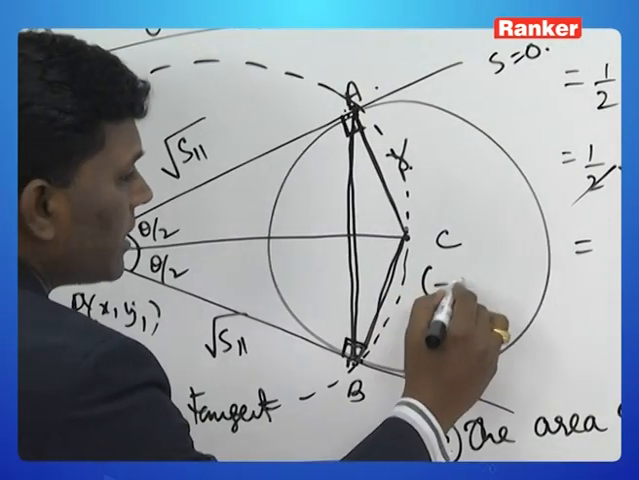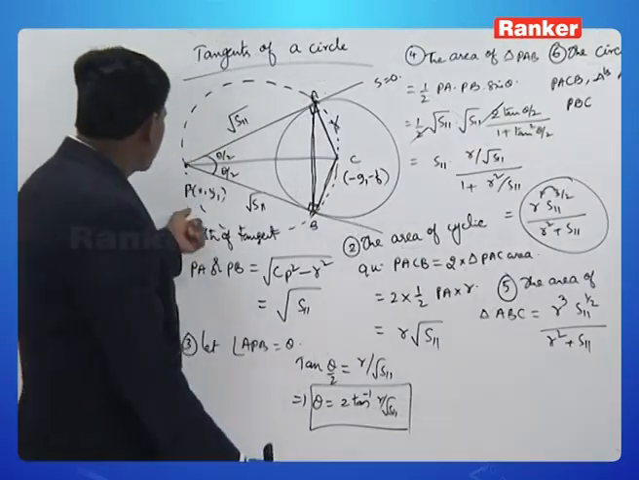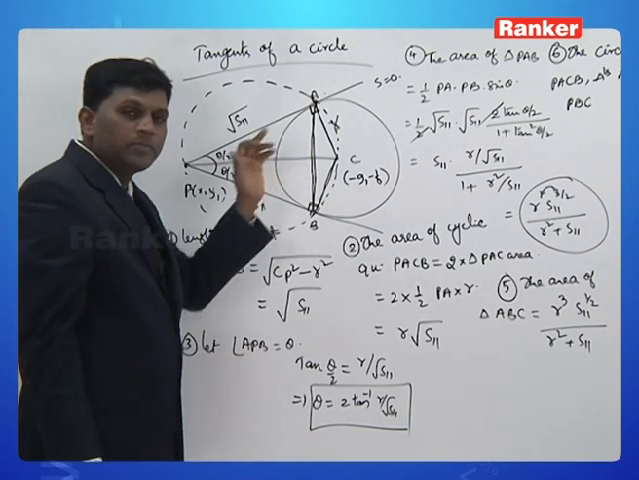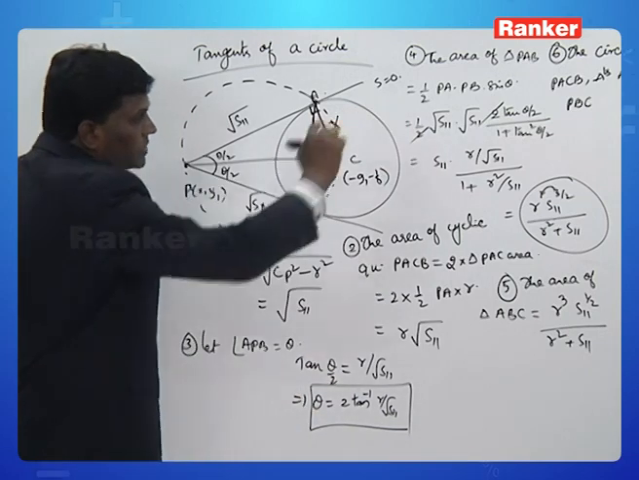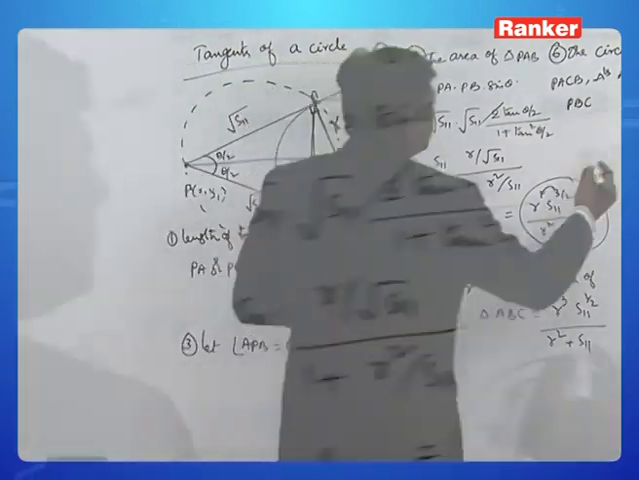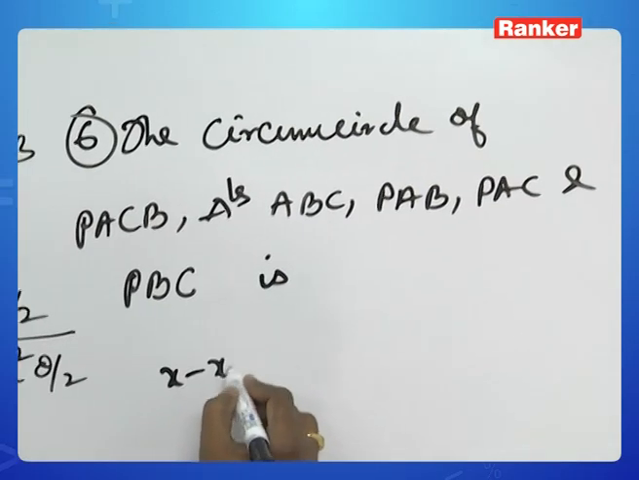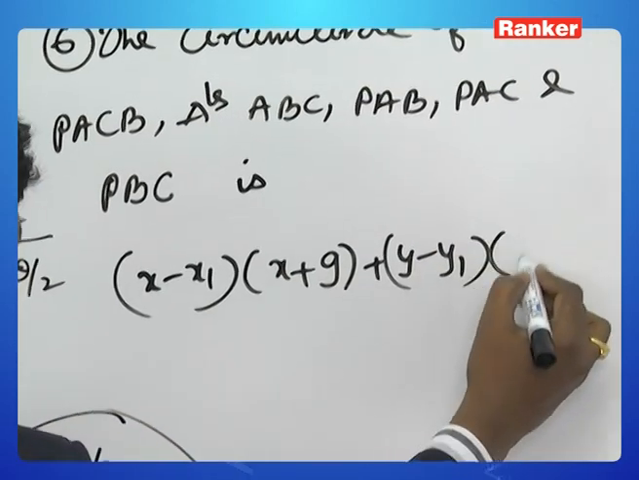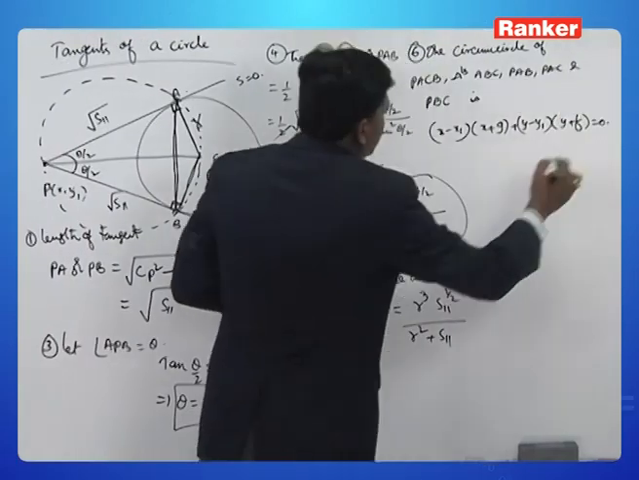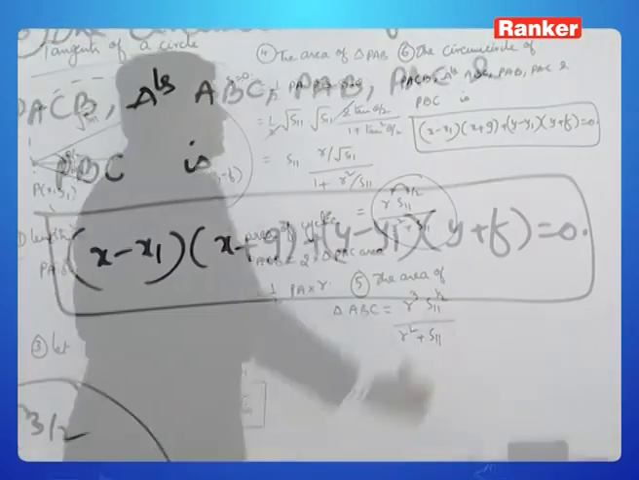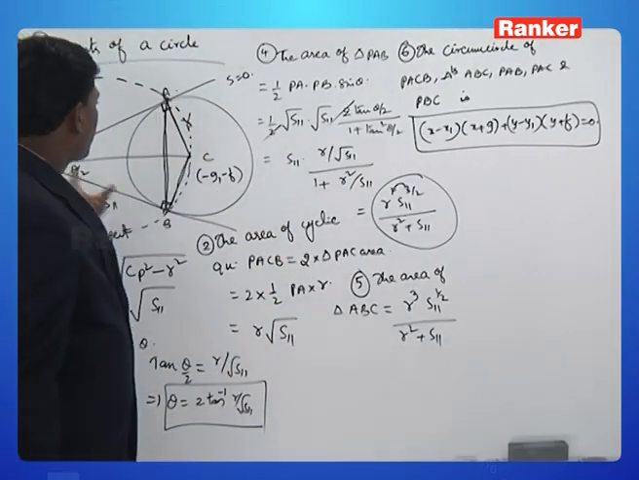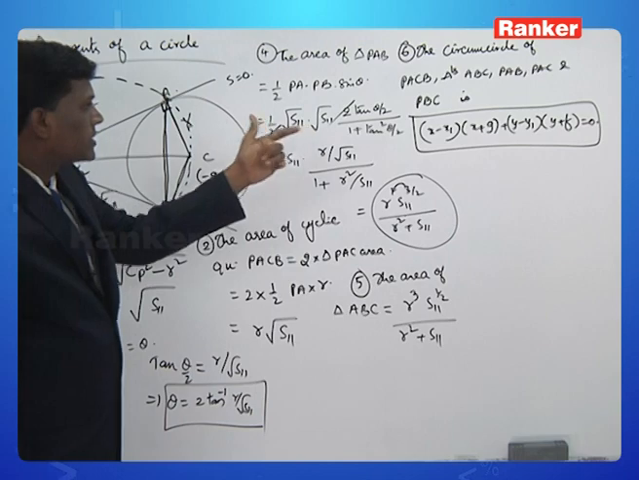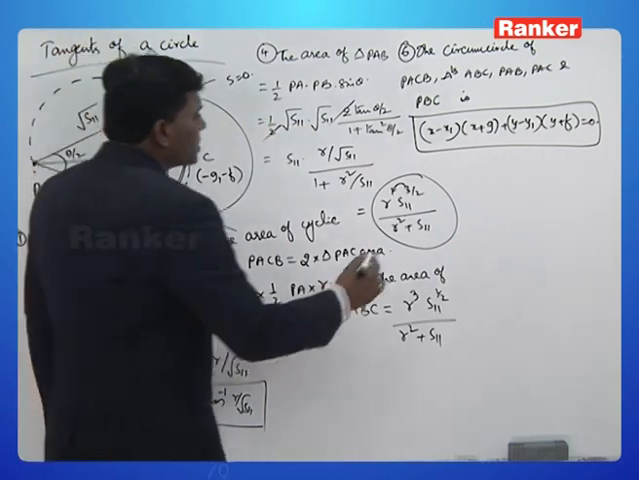We know already the center as minus G comma minus F and the given point is x1 comma y1. When these two are considered as extremes of a diameter, the required circumcircle of all those five figures can be written as (x minus x1)(x plus G) plus (y minus y1)(y plus F) equals 0. This is considered as the circumcircle of all of these four triangles and one cyclic quadrilateral. This is taken as our sixth point. Now, point number 7.